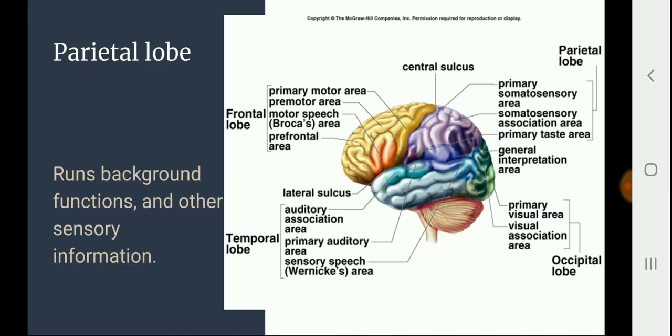The parietal lobes, our last one, runs background functions and other sensory information. So this would be things like feeling, where it would process the feeling of sharpness or heat. It would process taste.